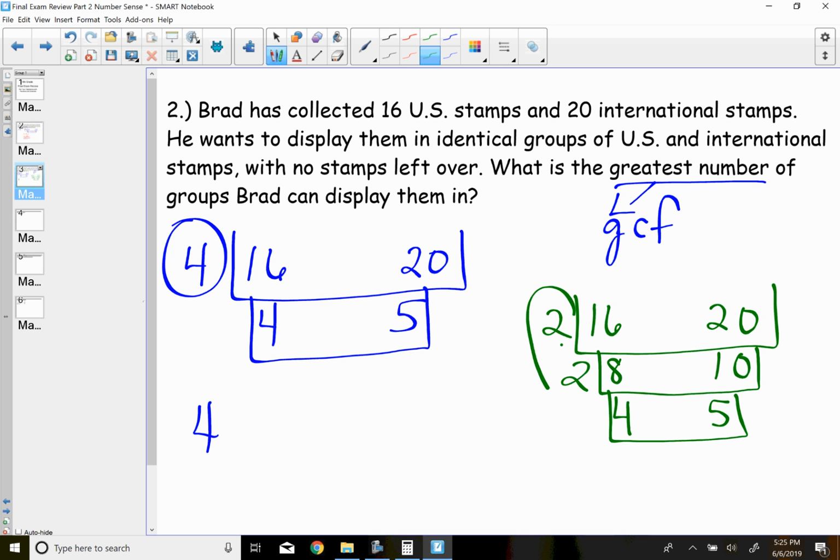10 divided by 2 is 5. So GCF is to multiply those guys. 2 times 2 still gets you 4. So what is the greatest number of groups Brad can display them in? It would be 4 groups.